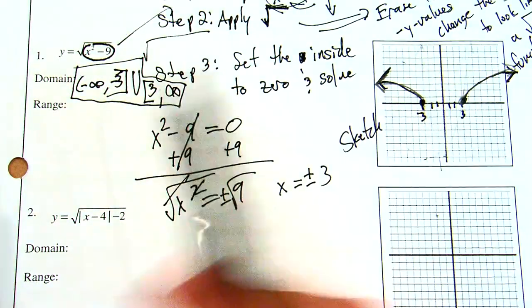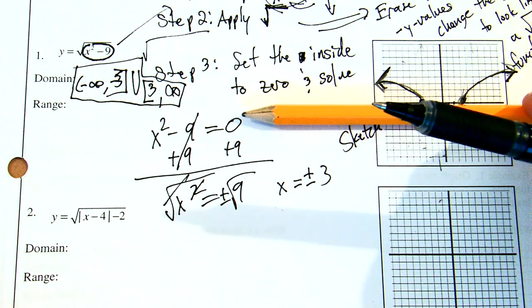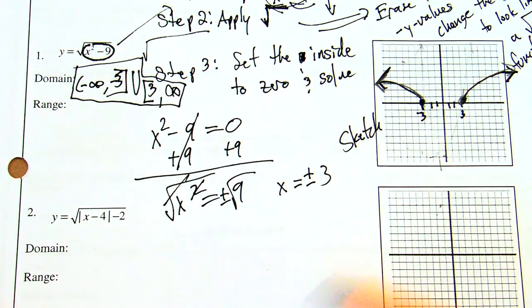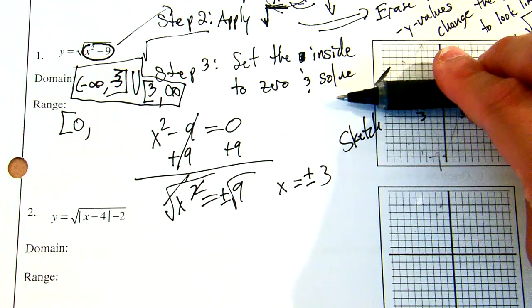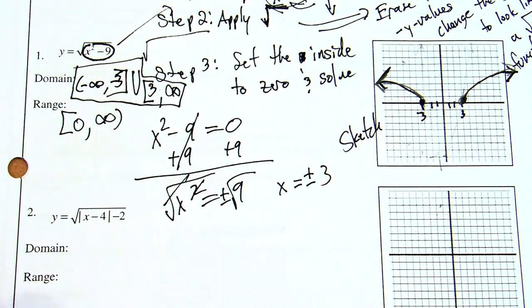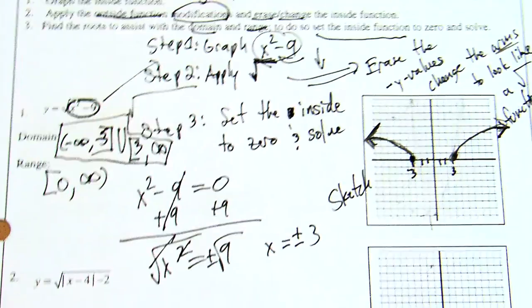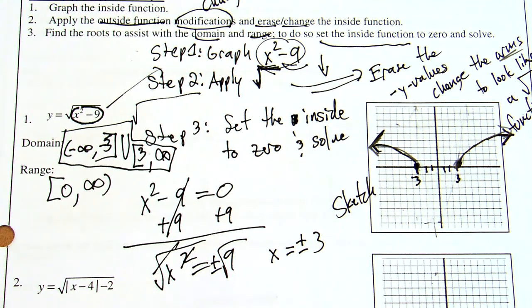And then the range goes from bottom to top. The first thing I hit is this value, which is 0 on the y, and it touches. And I go all the way up to my arrow, and arrow means infinity. And that is how we graph this using the step-by-step method, and then checking our roots here, and then finding the domain and range.